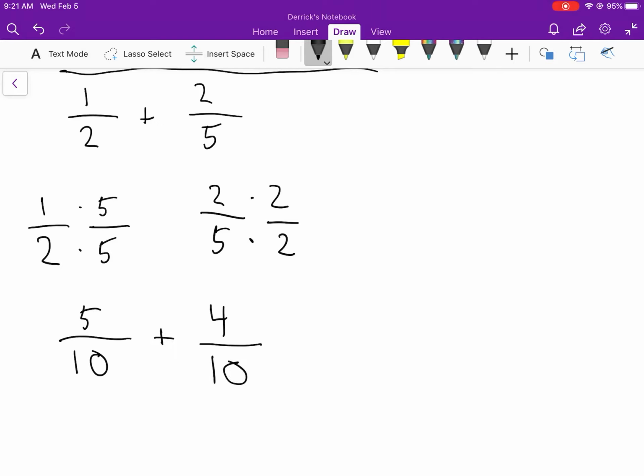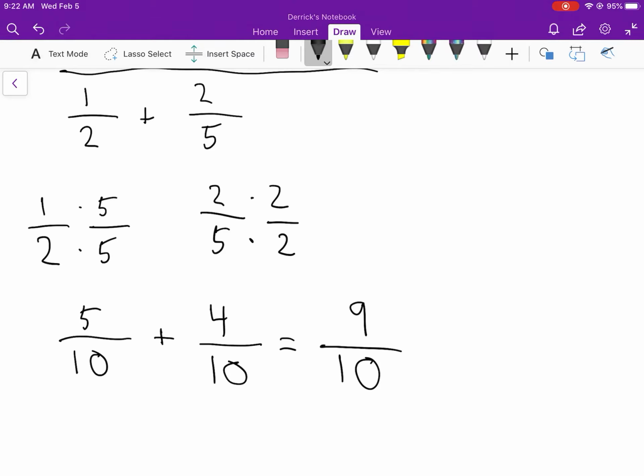Okay, great. So now I have been able to successfully get my denominators to both be the same thing. I now have a common denominator of 10. Now that I have a common denominator, I can just go ahead and add them the same way we did in the last video. So I don't change the denominator, that's just going to be 10. I only combine my numerators, so 5 plus 4 is 9. And that would be my answer for that problem.